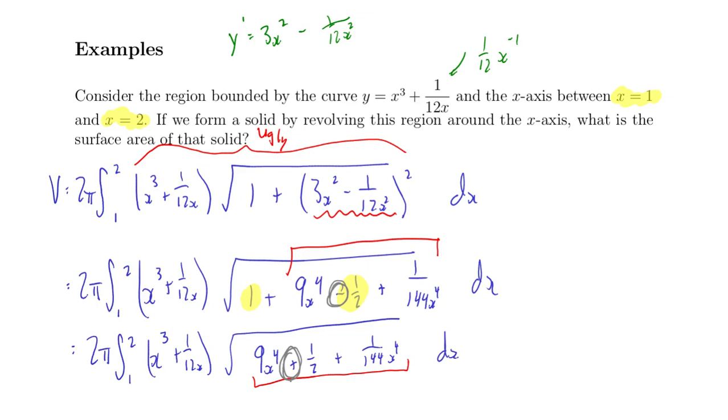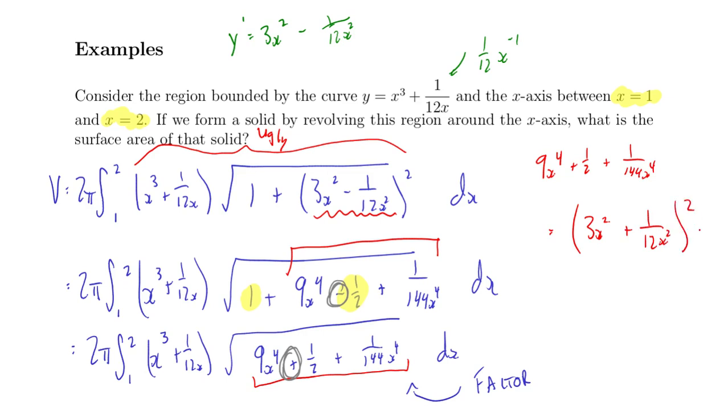What that means is that we can factor this, and we can say 9x to the 4 plus a half plus 1 over 144 x to the 4 is really equal to 3x squared plus 1 over 12 x squared, squared. If you don't believe me, pause the video and just multiply this out. But you'll notice our first term is a perfect square, our second term is a perfect square, and the middle term is 2 times each of those square roots of that thing. It's got a positive sign here, so we're going to be adding these together.